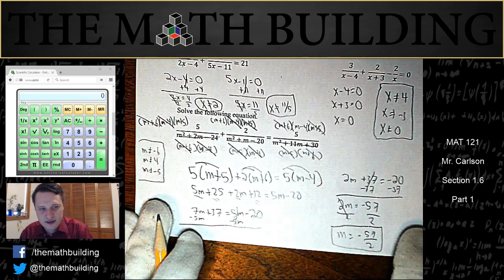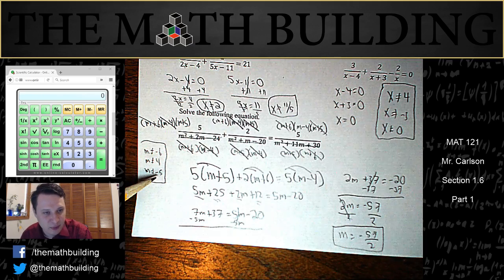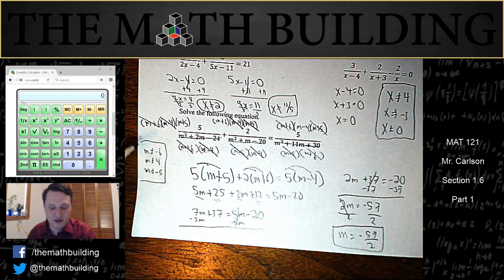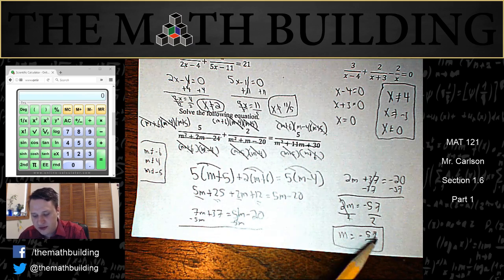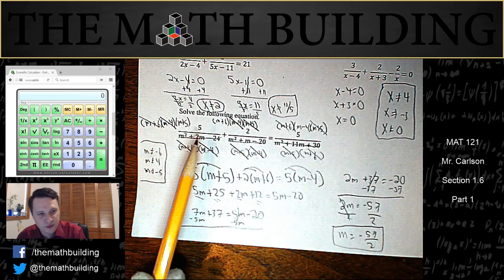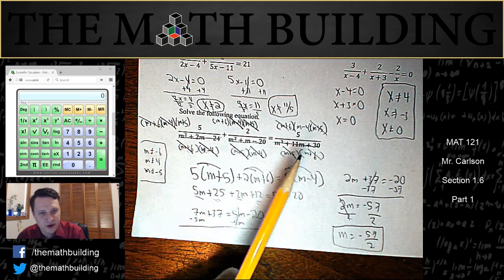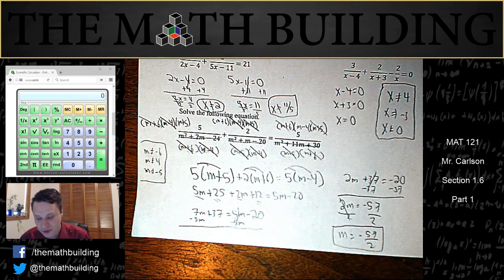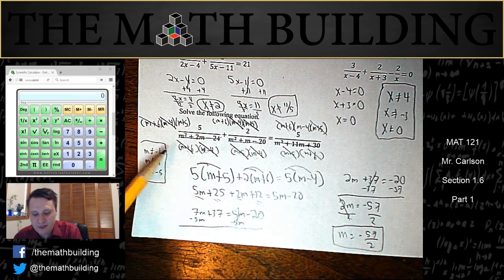Let's check that against the three things that we know m can't be, and we see that our answer is not on the list, so boom, we are done. If you wanted to check your answer, I would convert this to a negative decimal and plug it into the original equation for m, and when you do that, the left side should equal the right side. So this is not nearly as bad as it looks.